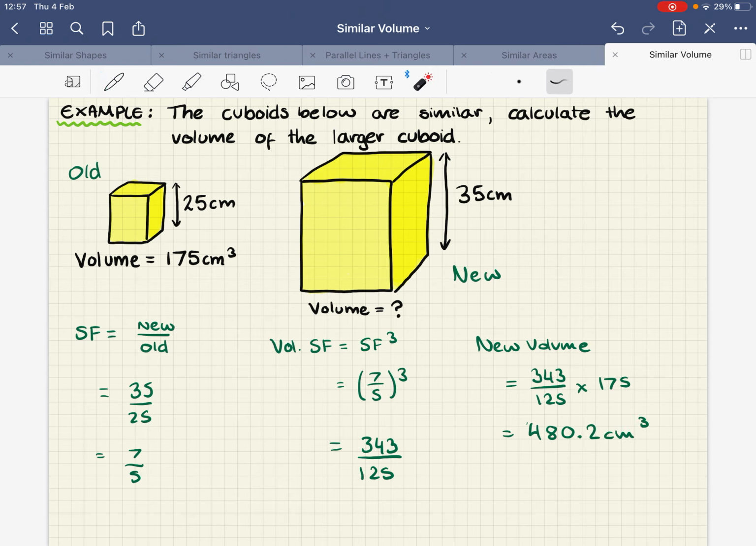And so another way to remember that you are cubing your scale factor is look at the units, centimeters cubed, or we could have meters cubed or millimeters cubed. And that sort of gives us a clue as to why we might cube our scale factor.